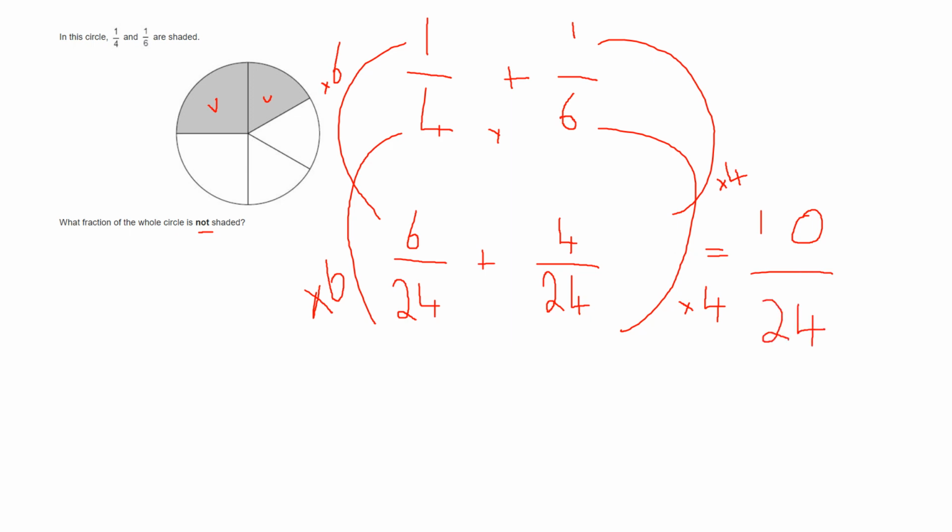So far 10 24ths have been shaded. However, they are asking me what has not been shaded. So again, I know that the whole circle would be 24 24ths. So far, 10 24ths have been shaded. So what is left, what is not shaded, we'll do a take away: 24 take away 10, which equals 14. And I know my denominator stays the same.